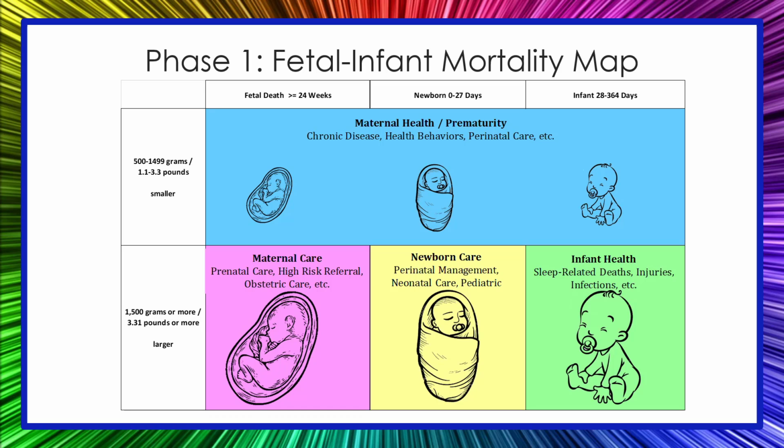So on the left, the maternal care period, the pink box, includes fetal deaths and stillborns. The newborn care period, the yellow box, includes babies who died between 0 and 27 days after birth. And the infant health period, or the green box, includes babies who died 28 to 364 days after birth.